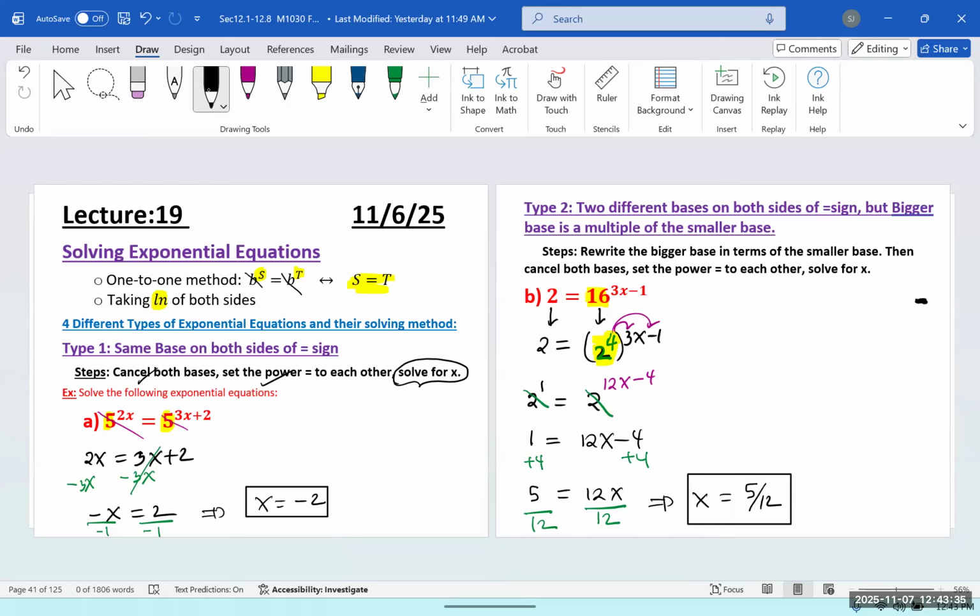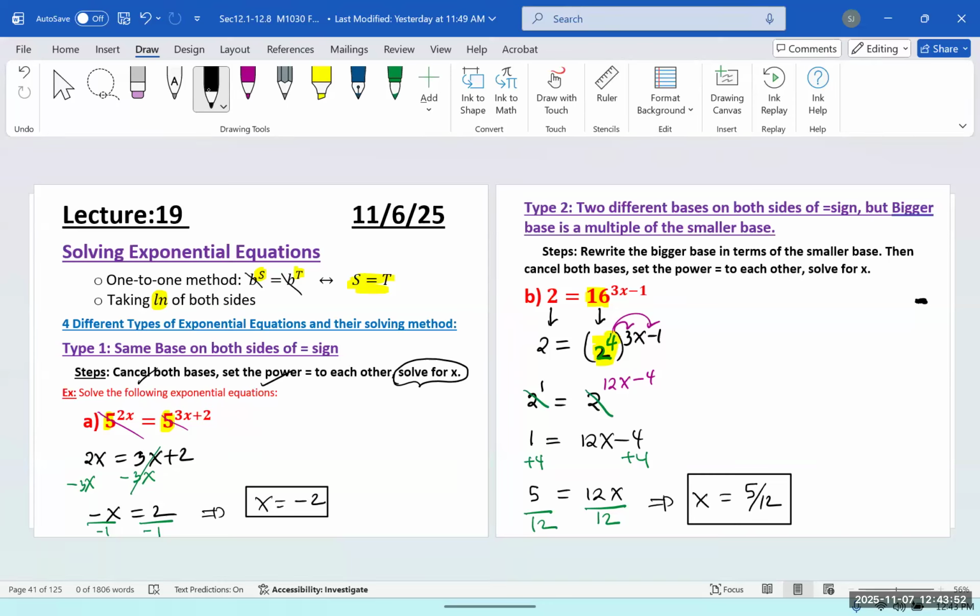Come on. I don't know what's wrong with this. Maybe I should just put it this way. It has to. Okay.